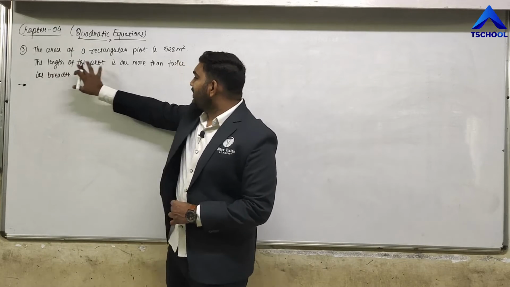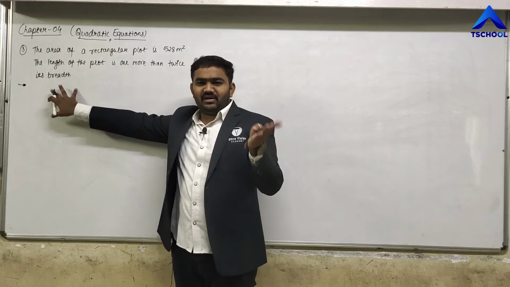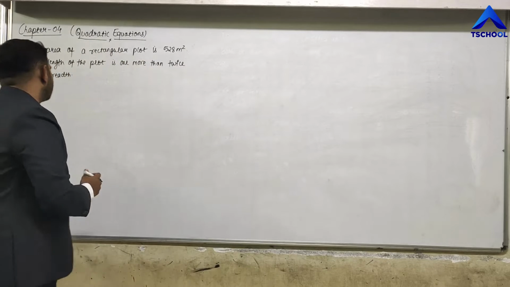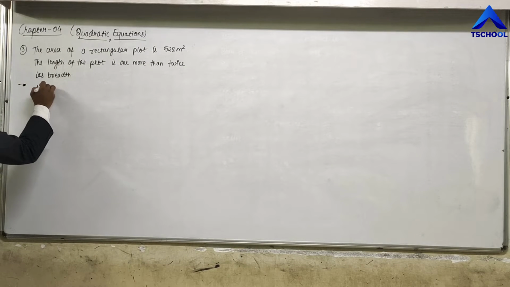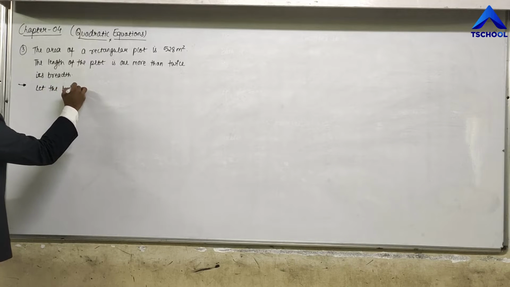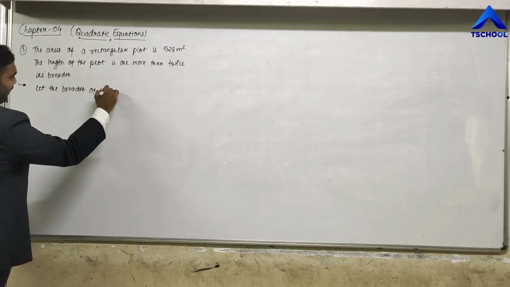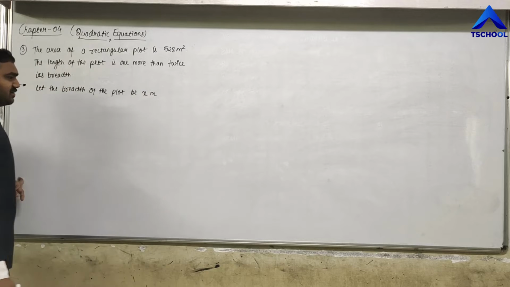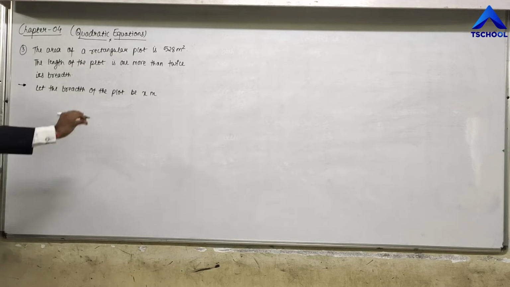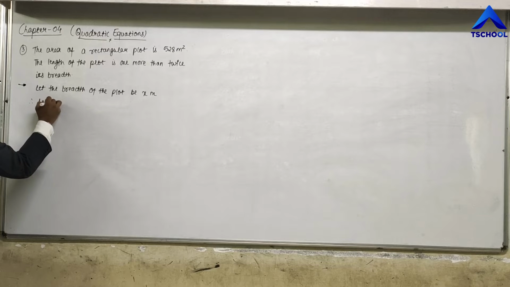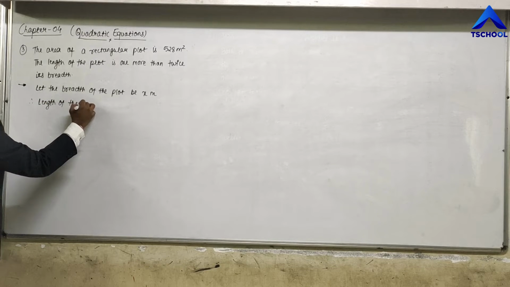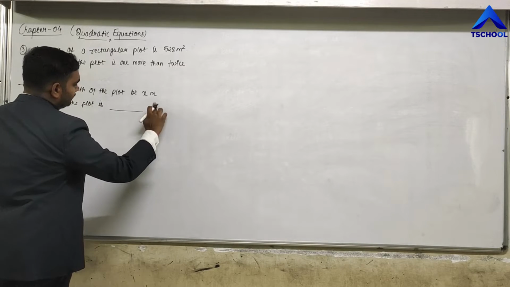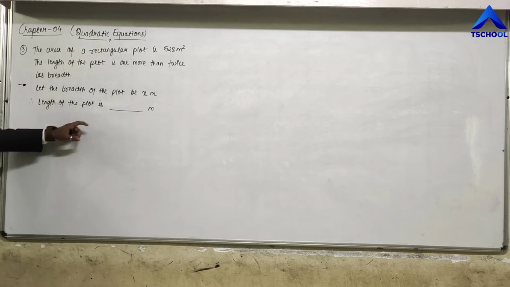As the length is one more than twice its breadth, if I assume breadth as x, then I can get the length of this plot. So let the breadth of the plot be x meters. Therefore, length of the plot is dash meters. So I need to fill up this blank here.